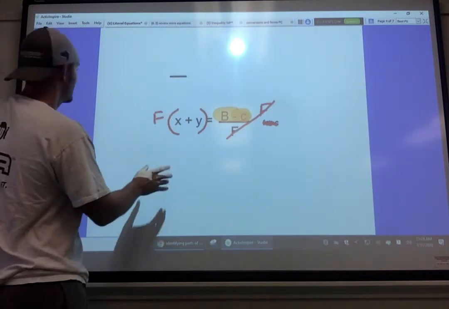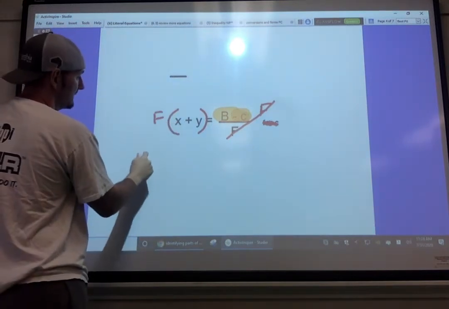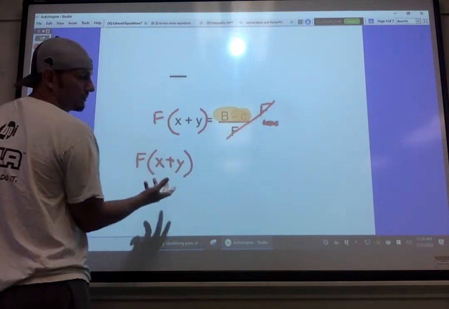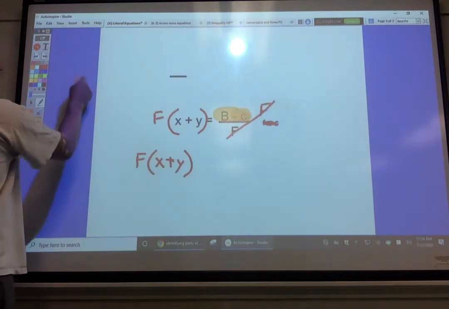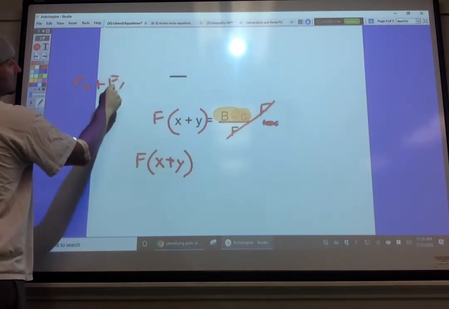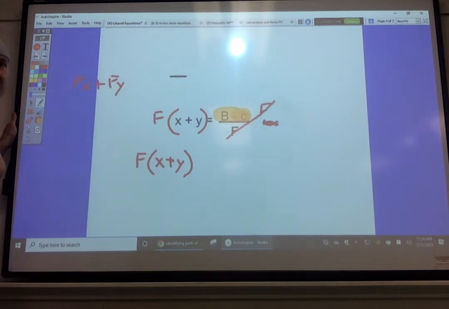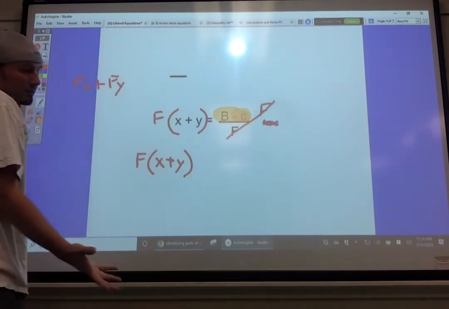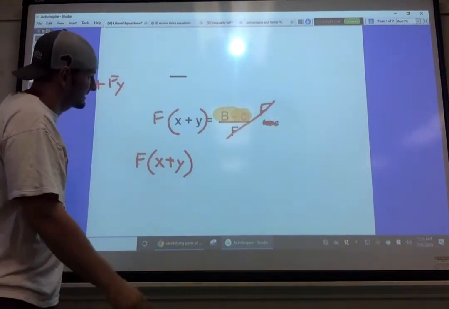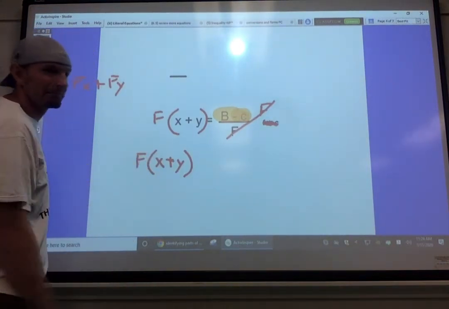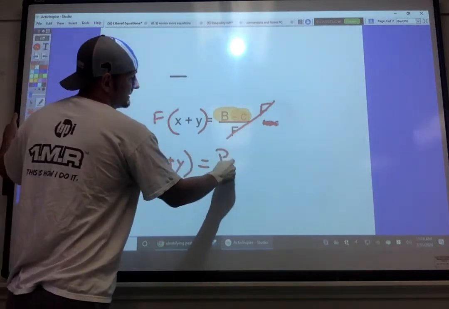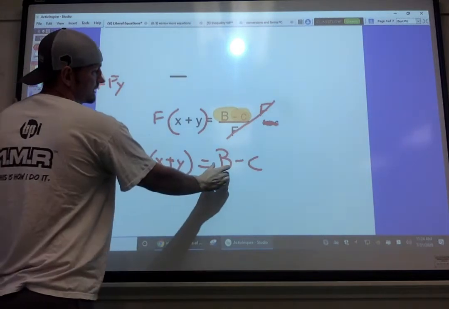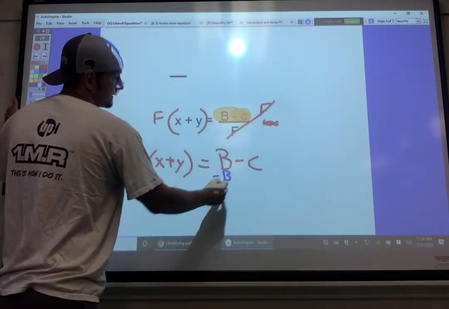So here I'm going to leave it pretty much written like this: F times whatever x plus y is. Or if you want to, you could go fx plus fy and just rewrite it. But to me that takes too long because I'm writing another f. I want to write as little as possible, so I'm just going to leave it like that. Equals, now it's b minus c. So now I need to subtract the b from this whole thing.